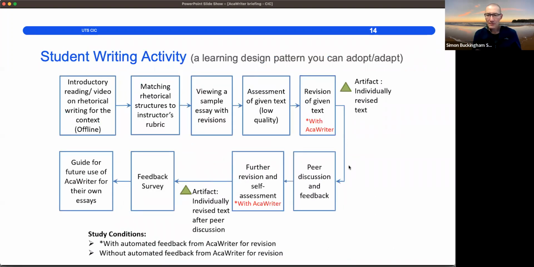One thing that we do a lot of as part of our applied research and our interest in learning design and how good learning design makes use of AcaWriter is we've got an activity here, a student activity. I won't go into the details, but you can see that they do a number of activities and then they do something with AcaWriter. Then they have a conversation with a peer about the feedback, and then they do some more work with AcaWriter. And then they did a survey, and then there was a guide for how they can use AcaWriter in the future. All right. So you'll see a couple of these learning design patterns, or they're almost like, you know, lesson plans essentially, right? Which you can take and adapt.